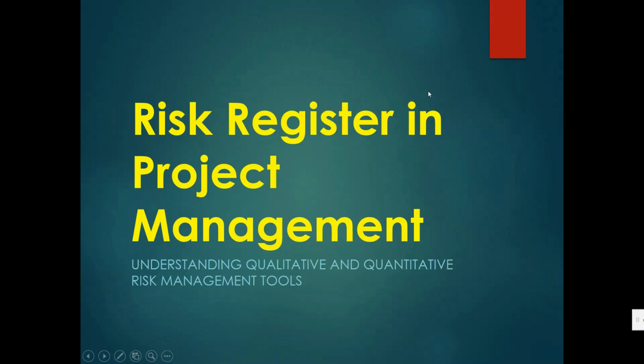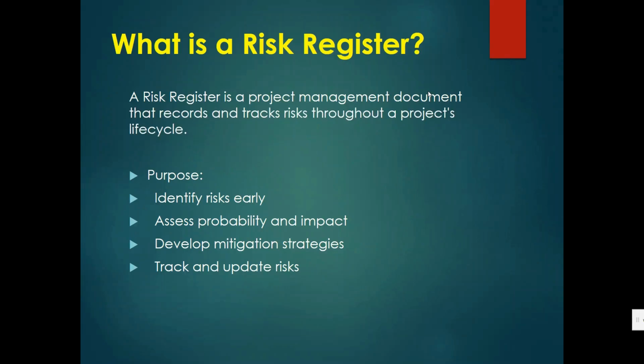In this video, let's take an overview of the risk register in product management. First, what is a risk register? A risk register is a product management document that records and tracks risk throughout a product life cycle. So, purpose: identify risk early. Early identification ensures risks are discovered before they become major issues.